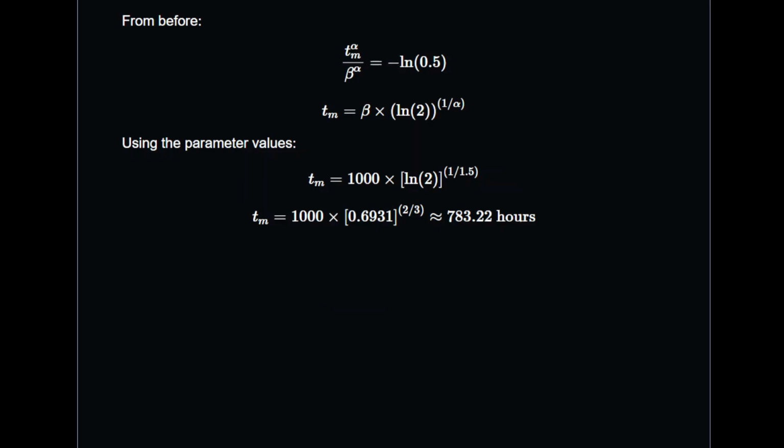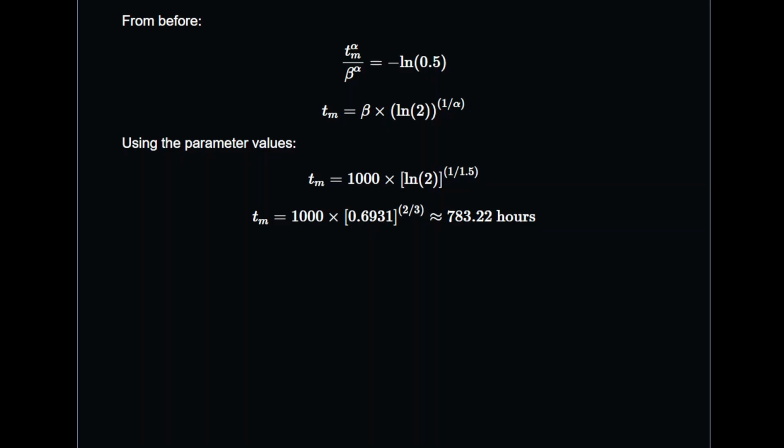Moving on, we have (tm divided by beta) to the power of alpha. Essentially, I've just rearranged the previous expression and negated both sides. So that is equal to minus the log of 0.5. Now minus the log of 0.5 is actually log 2. So the expression becomes tm equals beta times the logarithm of 2 to the power of 1 over alpha.